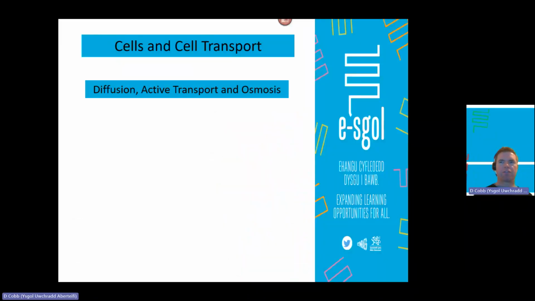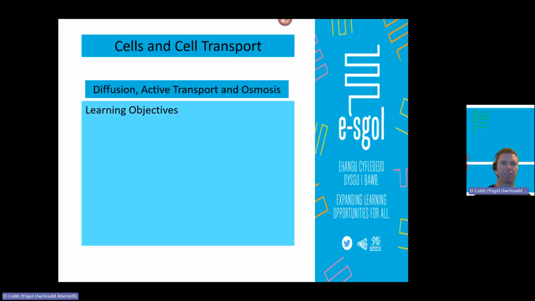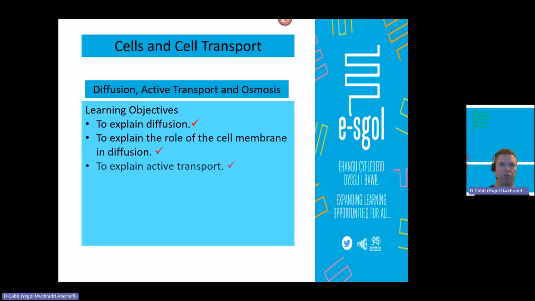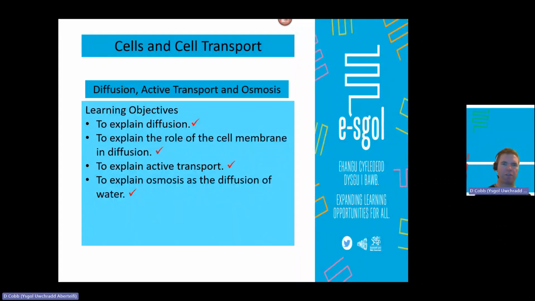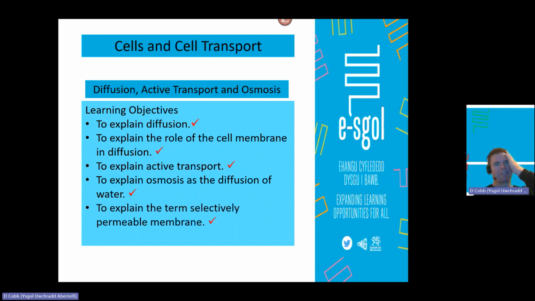Okay, that brings us to the end of the cells and cell transport topics that I've covered. So today I've looked at diffusion, the role of the cell membrane, looked at active transport, and then we've just spent a whole stint on osmosis, call it the diffusion of water, and what we mean by a selectively permeable membrane. And then we've applied that to a load of questions. So hopefully you've got a better understanding. Remember, learn the definitions. It gets you out of so much trouble.